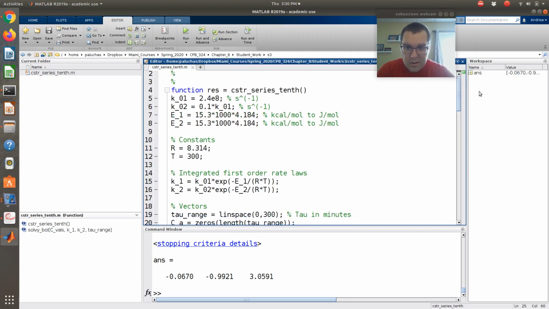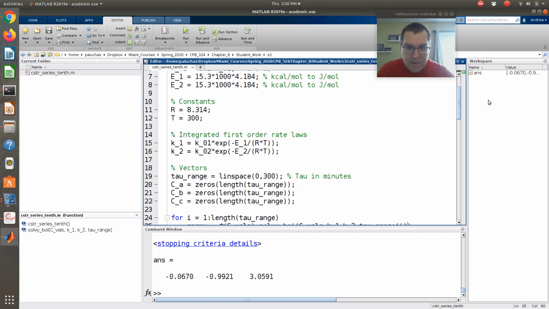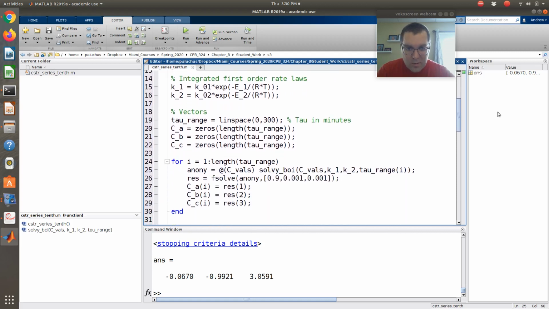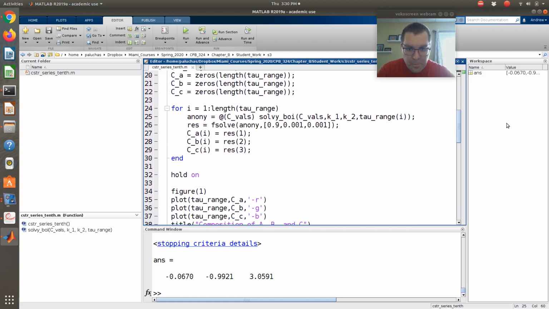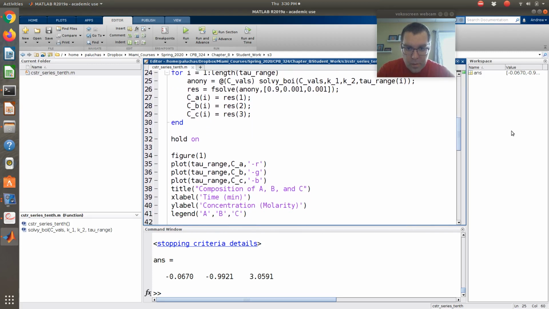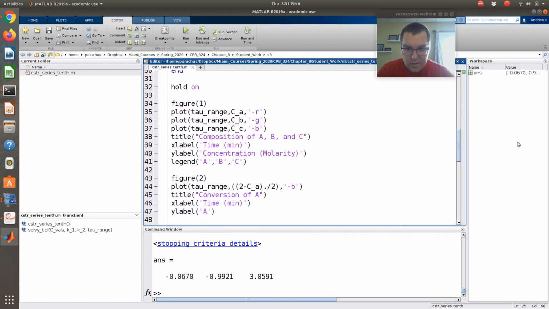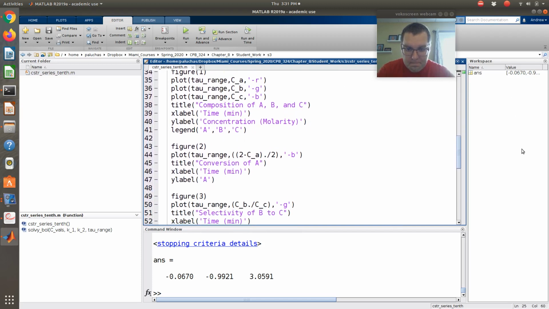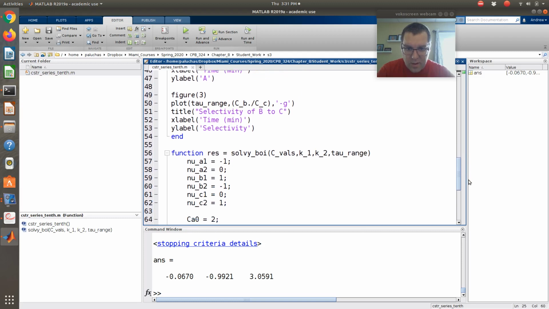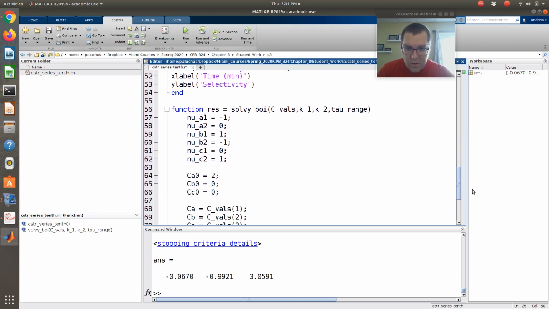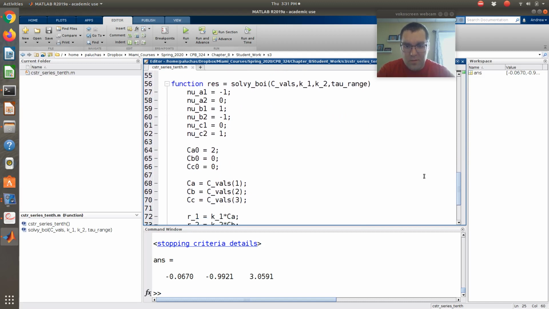So we have K naught. So again, that all looked fine. K1 and K2 looked fine. Creating tau looked fine. CA, CB, and CC looked fine. Your plots look fine, at least your concentration plot. Here you're just calculating fractional conversion on the fly. You're calculating selectivity on the fly. That's all good. All right, so let's look here then, because this would be the only place for a mistake.